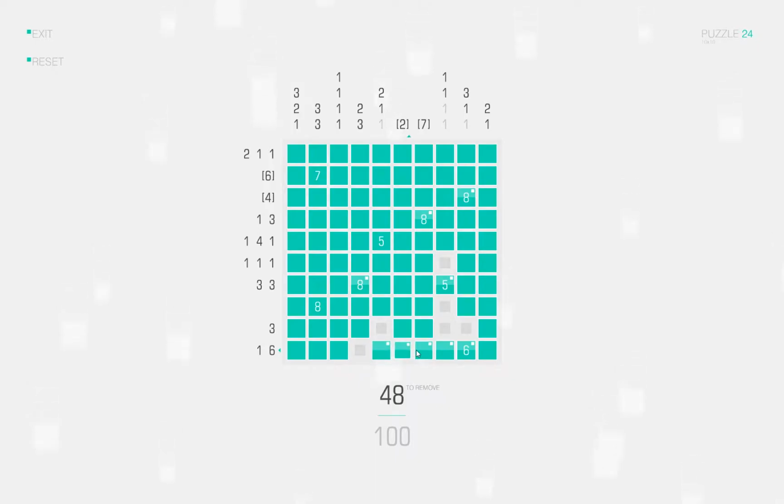Here we have 1, 2, 3, 4, 5, and then the last 6. And then the first here, one of these has to be a 1. We don't know which one. Here we need 3 somewhere. It cannot be here, it cannot be here, it can only be here. So it has to be at least these 2 and then one of these. So we can delete the rest.